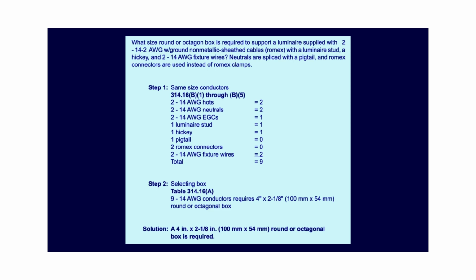Step 2. Selecting box. Table 314.16(A). 9 number 14 AWG conductors requires a 4" by 2 1/8 inch, 100 mm by 54 mm, round or octagonal box. Therefore, a 4" by 2 1/8 inch, 100 mm by 54 mm, round or octagonal box is required.